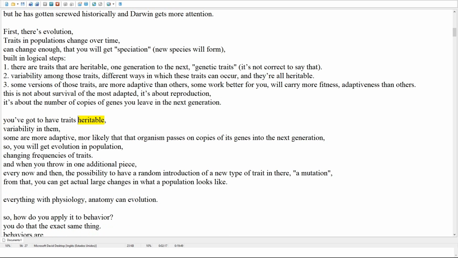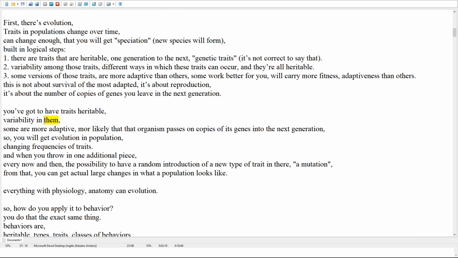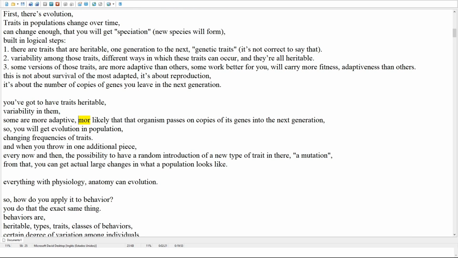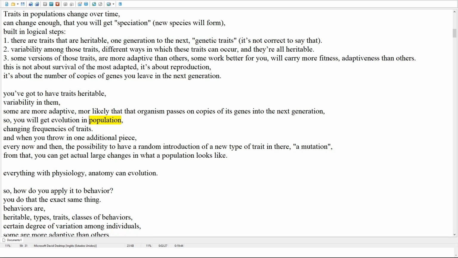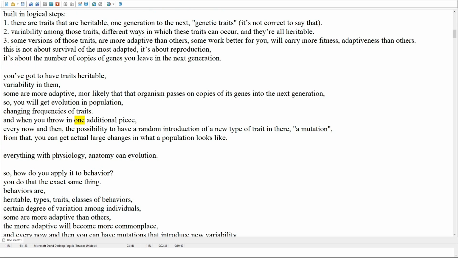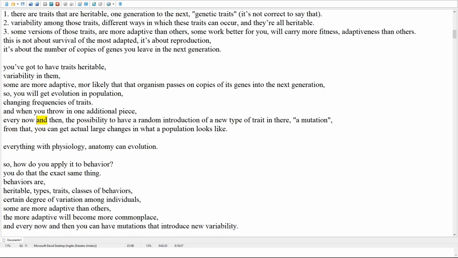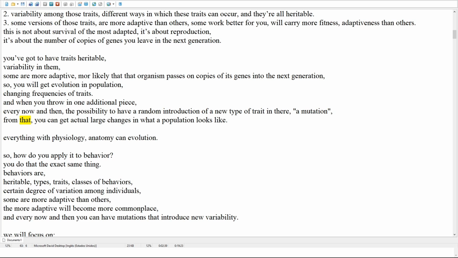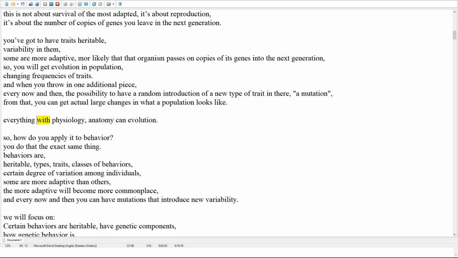You've got to have traits that are heritable, variability in them, and some that are more adaptive, making it more likely that the organism passes on copies of its genes into the next generation. So you will get evolution in a population: changing frequencies of traits. And when you throw in one additional piece, every now and then the possibility of a random introduction of a new type of trait, a mutation, you can get actual large changes in what a population looks like. Everything with physiology and anatomy can evolve.